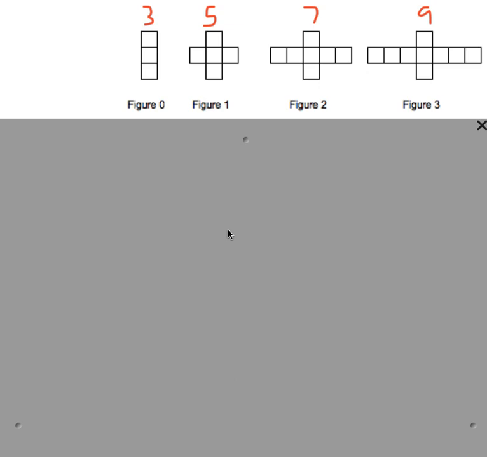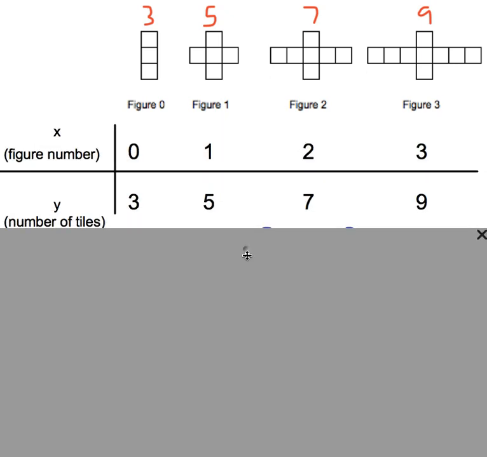So here we have an example of a tile pattern. We have different figures that are labeled, figures 0, 1, 2, and 3. And if we count up how many tiles are in each, we get 3, 5, 7, and 9. Now, it's often a good idea to put that in a table.